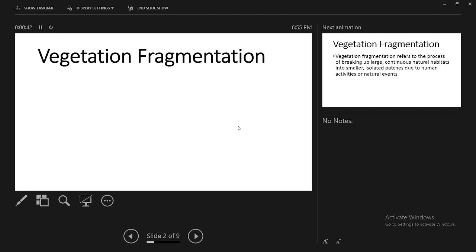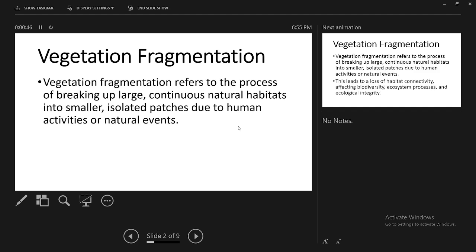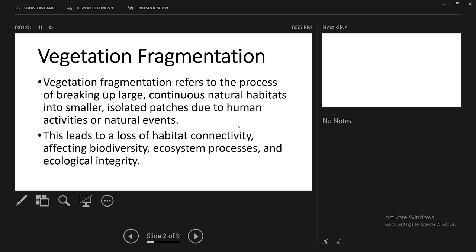First of all, we talk about vegetation fragmentation. Basically, vegetation fragmentation refers to the process of breaking up large continuous natural habitats into smaller isolated patches due to human activities or natural events. This leads to a loss of habitat connectivity, affecting biodiversity, ecosystem processes, and ecological integrity.